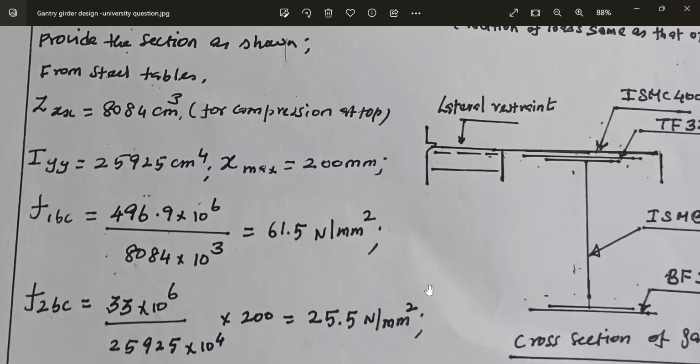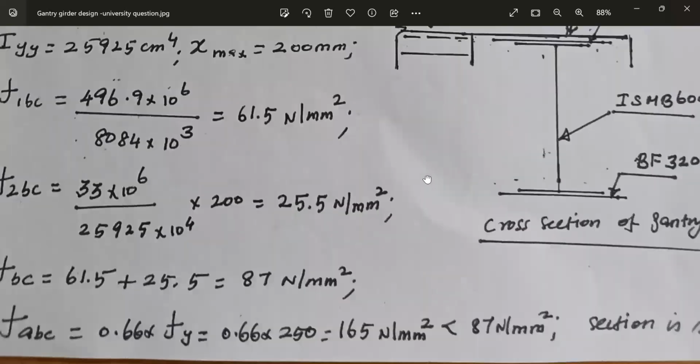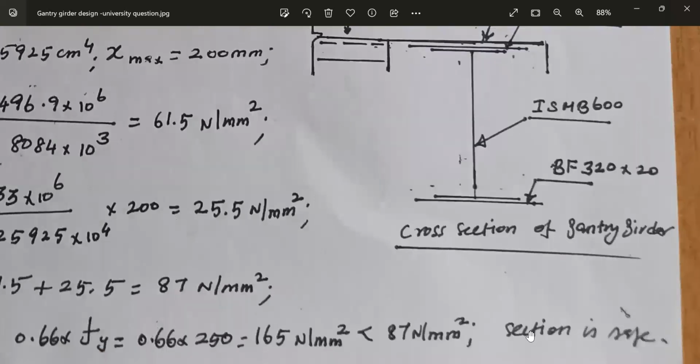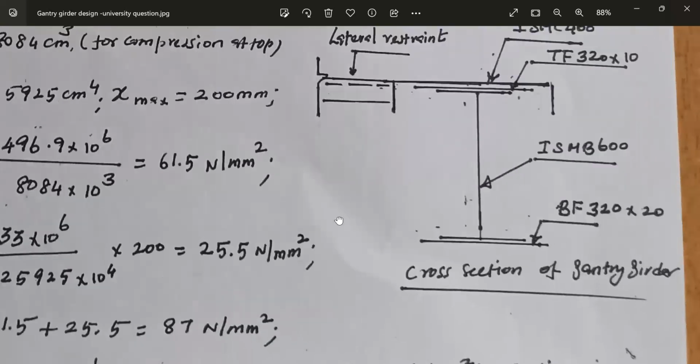The total stress can be obtained by adding these two values. The total bending stress is equal to stress due to vertical bending plus stress due to lateral bending. That is coming to 61.5 plus 25.5, 87 Newton per millimeter square. What about the allowable stress? Allowable stress is equal to 0.66 times Fy. Fy is always 250 Newton per millimeter square. 250 into 0.66, 165 Newton per millimeter square. And actual stress, 87 Newton per millimeter square, is less than allowable stress, 165 Newton per millimeter square. Therefore, the section is safe. And this completes the gantry girder design.